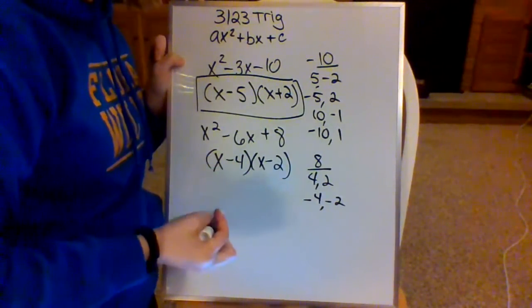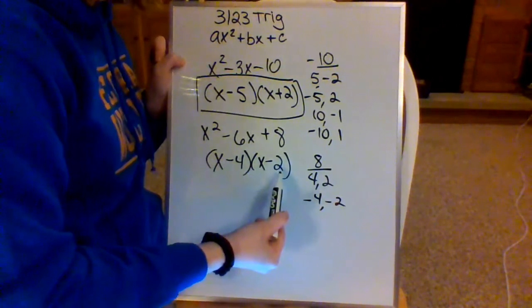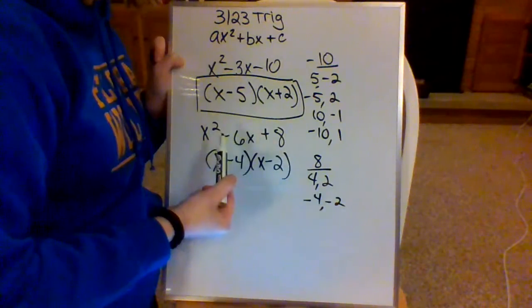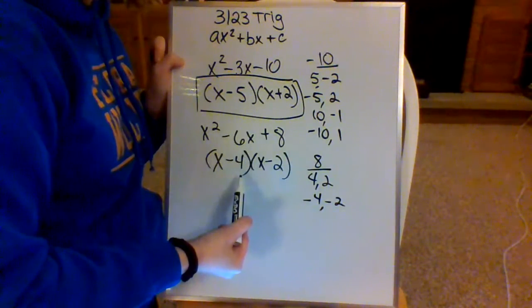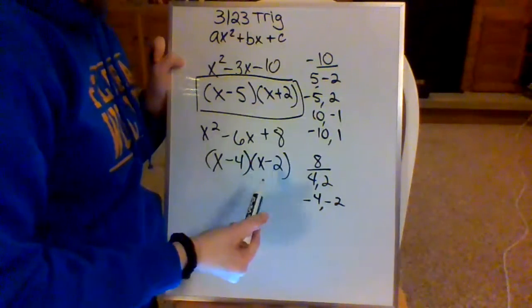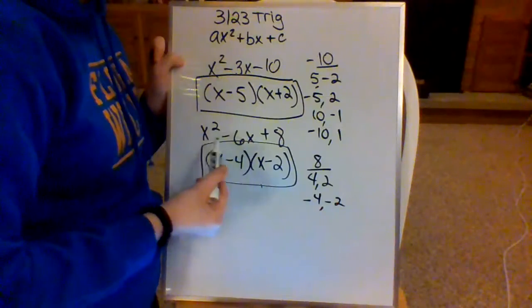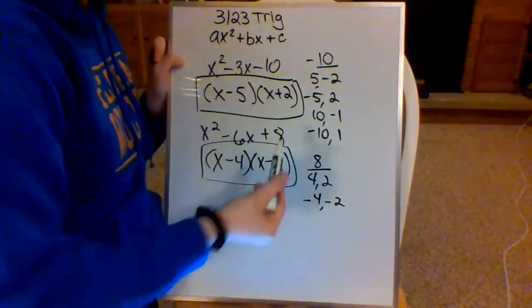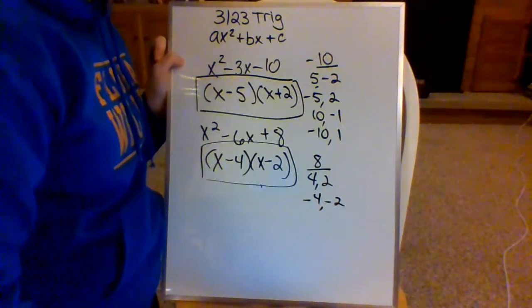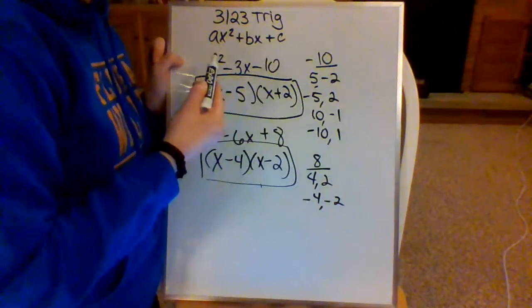Now if you're ever unsure of your factoring skills, you can always FOIL this back out and see if it matches the original equation. If it does, you have factored it correctly, and if it doesn't, you need to go back and try again. Okay, so this is the factored form of x squared minus 6x plus 8. And that is factoring trinomials part 1, when a is equal to 1.